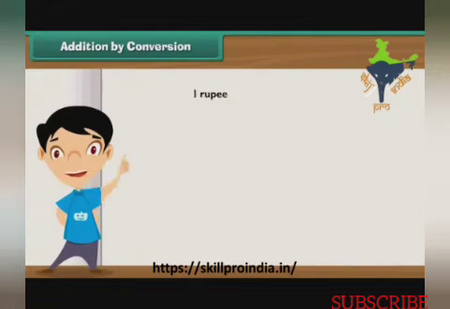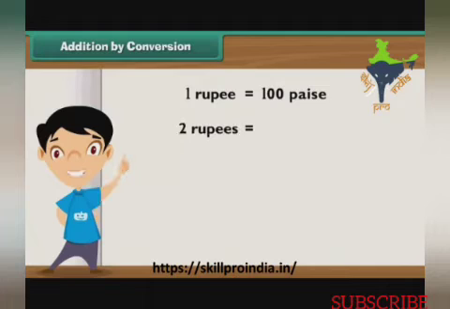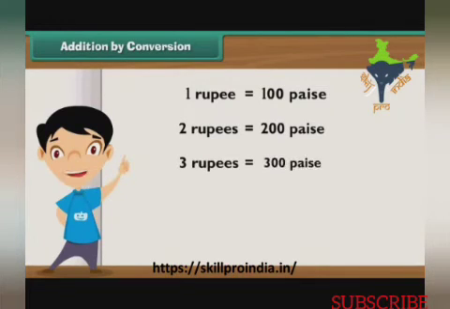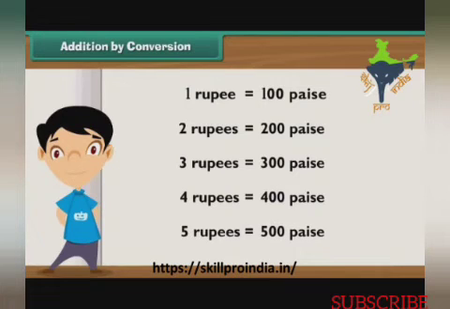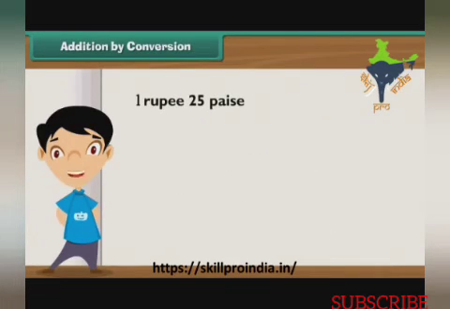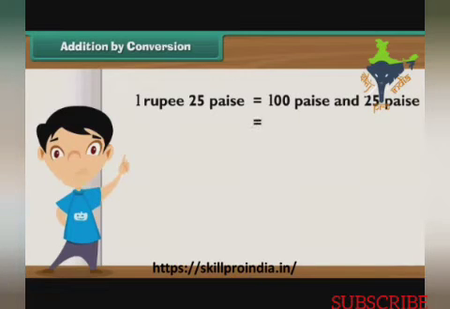Addition by conversion. You are aware that 1 rupee is equal to 100 paise. It means 2 rupees are equal to 200 paise. 3 rupees are equal to 300 paise. 4 rupees are equal to 400 paise. And 5 rupees are equal to 500 paise. So, 1 rupee 25 paise is the same as 100 paise and 25 paise, that is 125 paise.